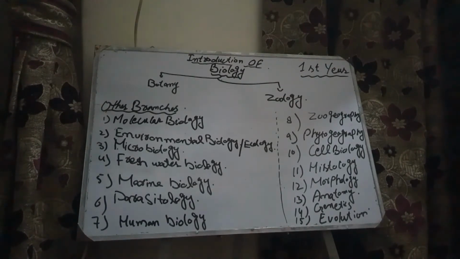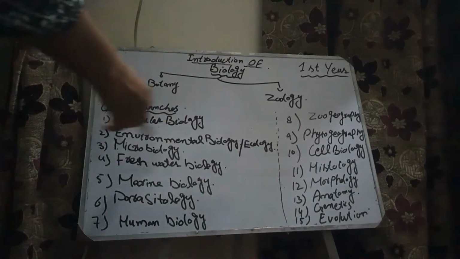So our relation with water, our relation with light, what are the benefits of light to us, what are the benefits of light to plants, how light helps plants in photosynthesis, how water helps in photosynthesis. So everything is studied in these branches.